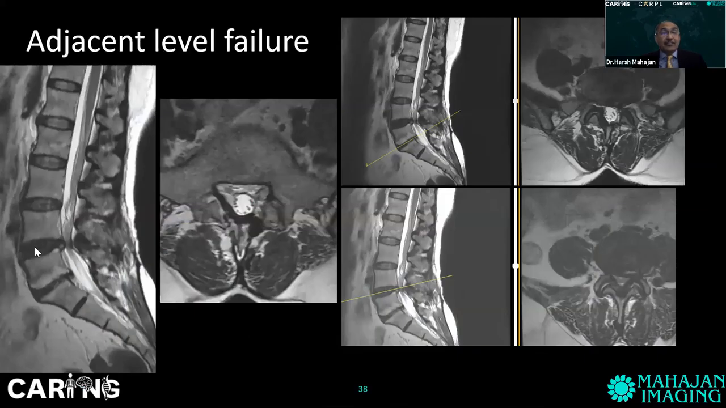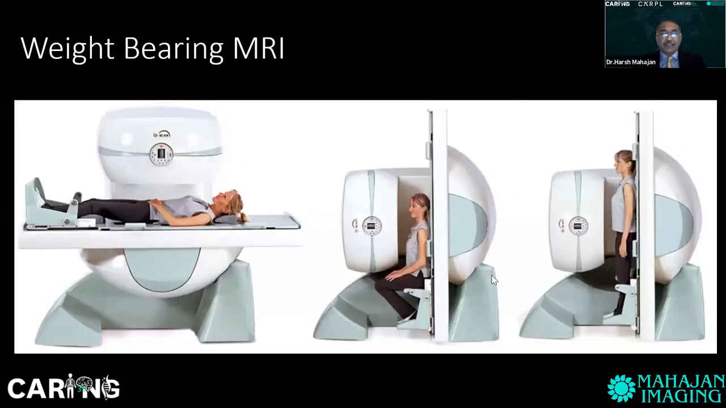There can also be adjacent level failure, which you need to recognize and which may be responsible for the symptoms. Your surgery was perfect, and this is one such case, a disc herniation at a higher level with a thickened ligamentum flavum causing all the compression and the symptoms.